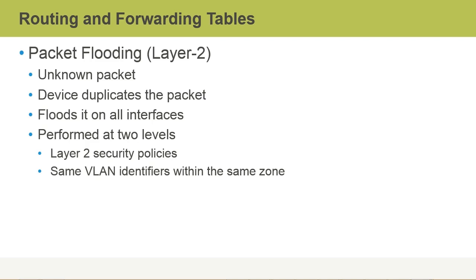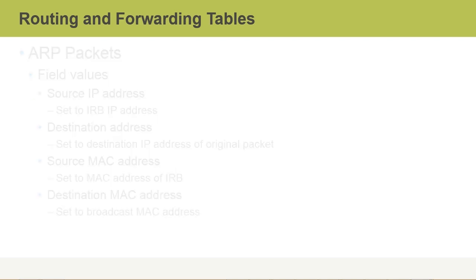And that's done at 2 different levels, or 2 different techniques can be used to do that. It can use a layer 2 security policy to determine where to flood those messages, or it can use VLAN. So any ports that are in the same VLAN, it'll flood the message to all those ports.